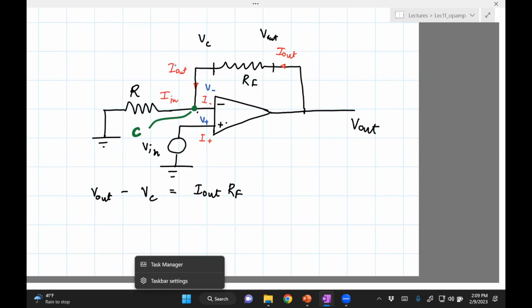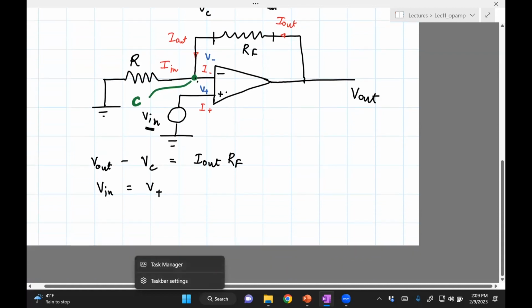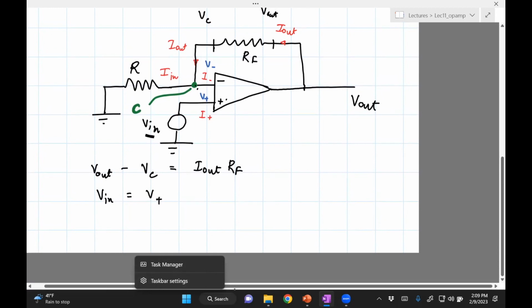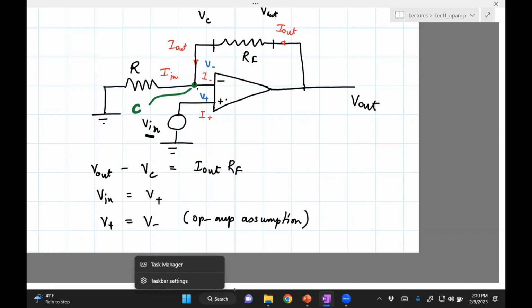We try to get the other equation. So we can see that V in is connected to V positive, right? So clearly V in should be V positive, because that's connected to the positive or non-inverting end of the op-amp. But we know, from the assumptions we have for an ideal op-amp, that V plus is the same as V minus. Op-amp assumption.